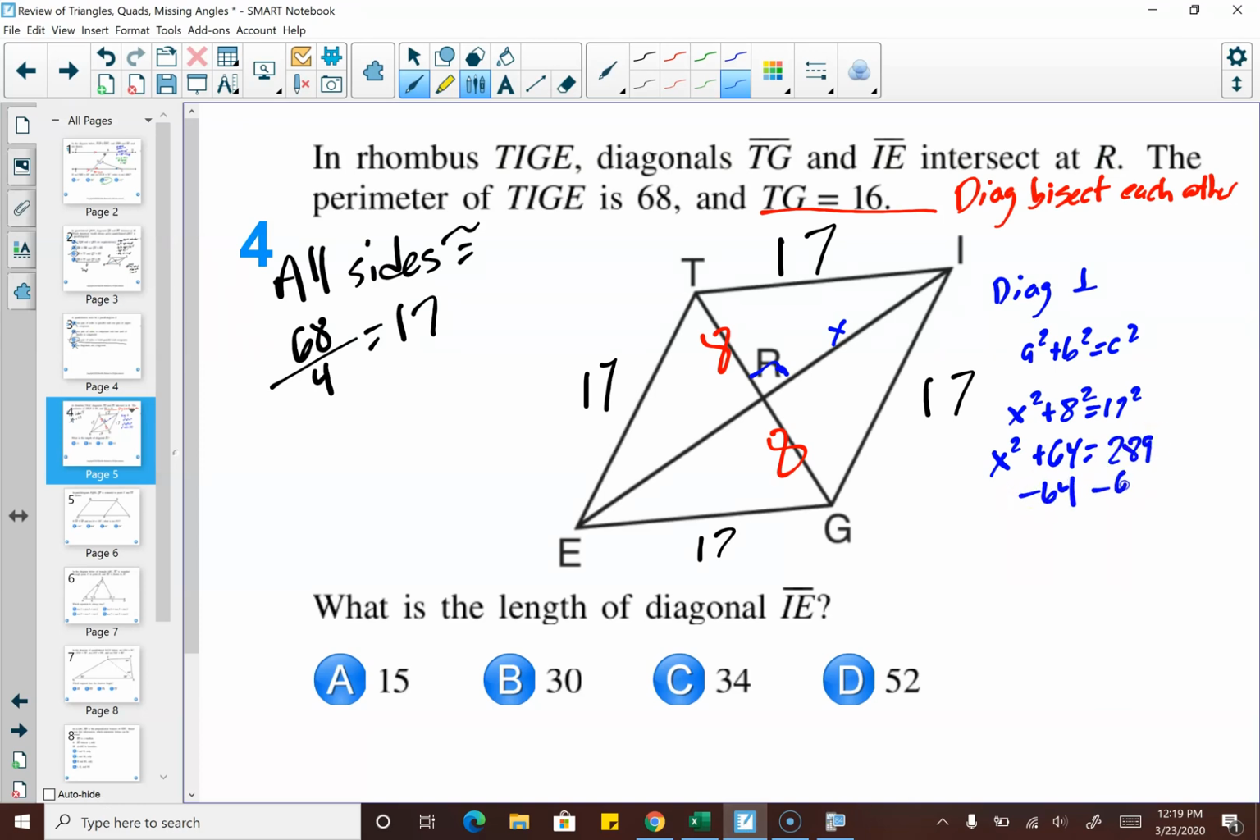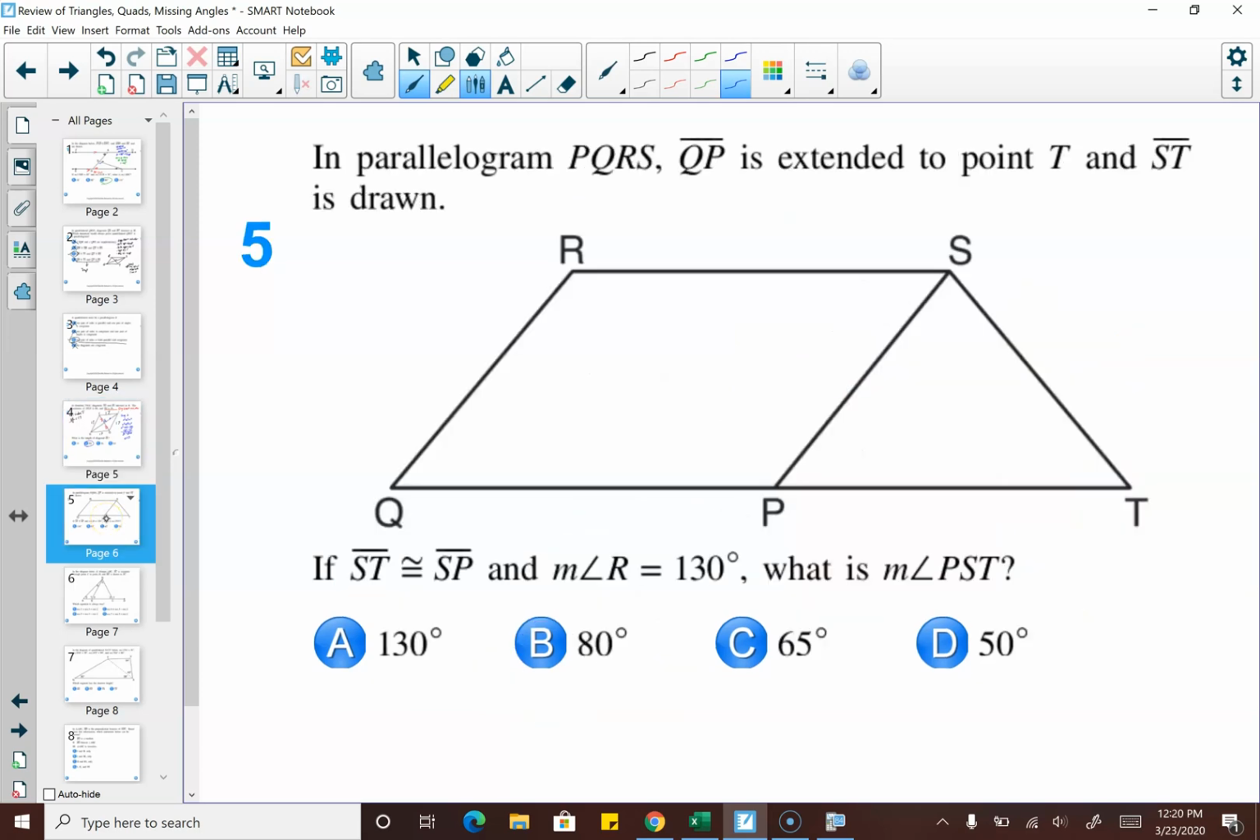Subtract the 64 on both sides. X squared equals 225. We'll square root both sides. And x is 15, which of course is an answer, but remember, that's what IR is equal to. If we want the whole length of IE, we have to make sure we multiply it by 2, and we get that IE is 30.